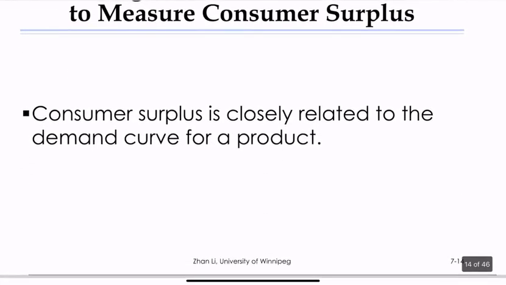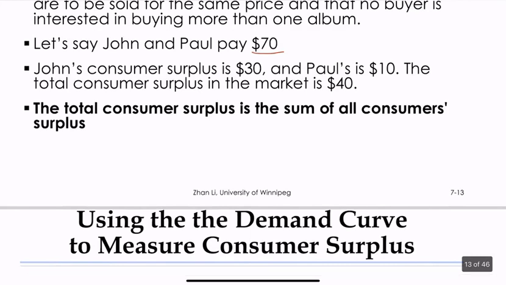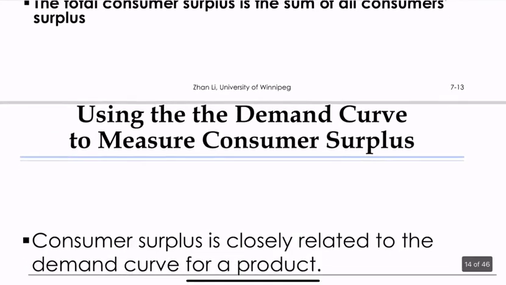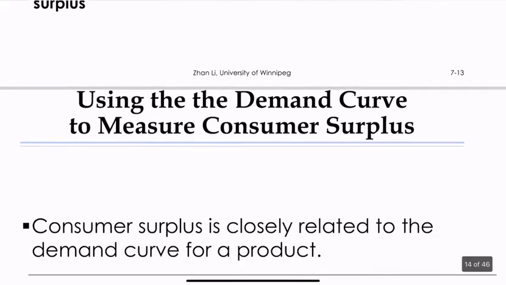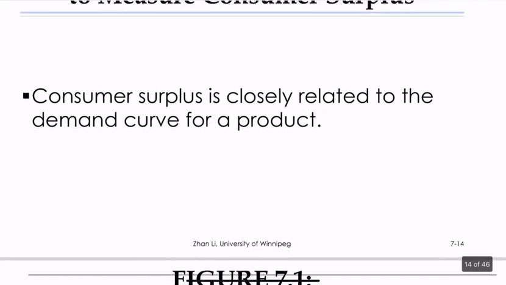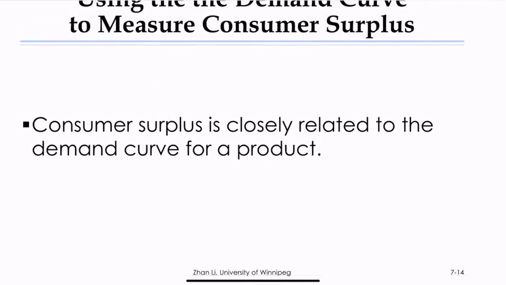So we basically talked about two simple results from this example, right? The first result is that consumer surplus is calculated as the difference between a buyer's willingness to pay and the price the buyer actually pays. And then the second result is that the total consumer surplus is the sum of all consumers' surpluses. Okay, now let's see how you could actually calculate the consumer surplus when you're given a demand curve.